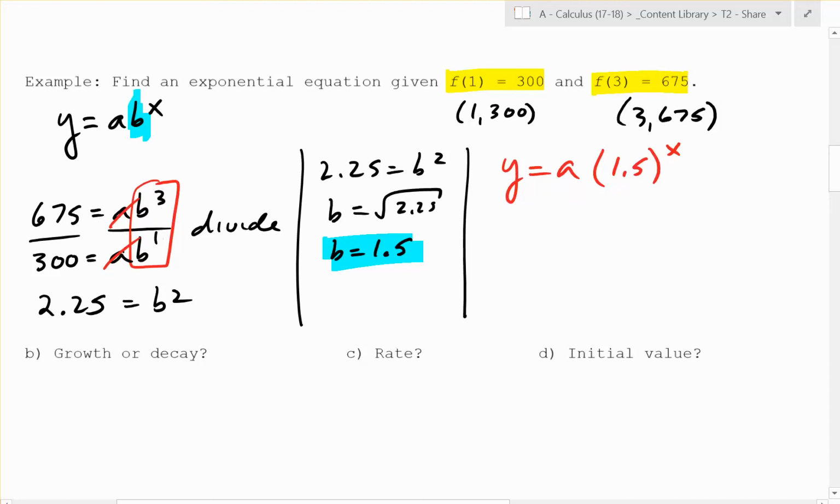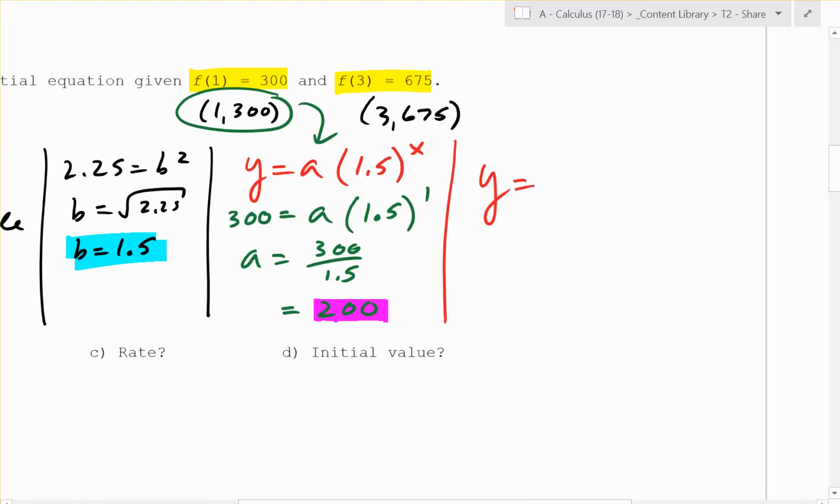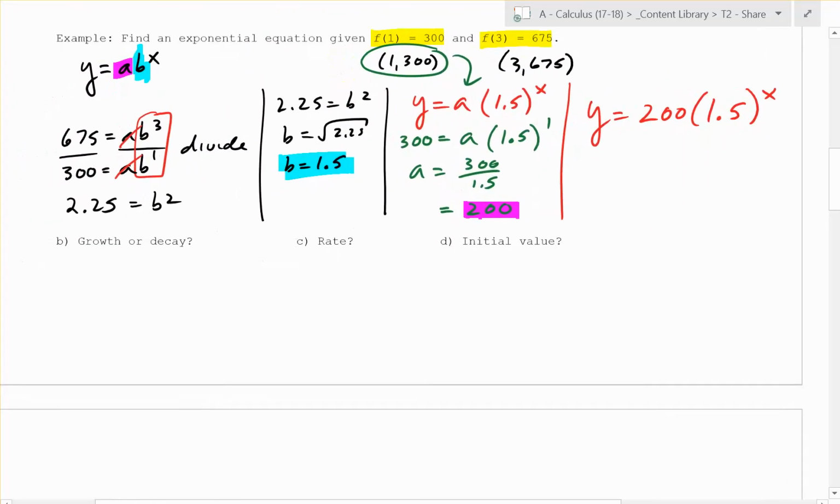Now we need a, and we can find a by just taking one of these points, plugging it in and solving for a. So we know 300 is equal to a times 1.5 to the first. So a will be 300 over 1.5, and that is 200. So now we have our a value right there. So we plug it in and we end up with y equals 200 times 1.5 to the x power. So let's answer some questions about this equation.